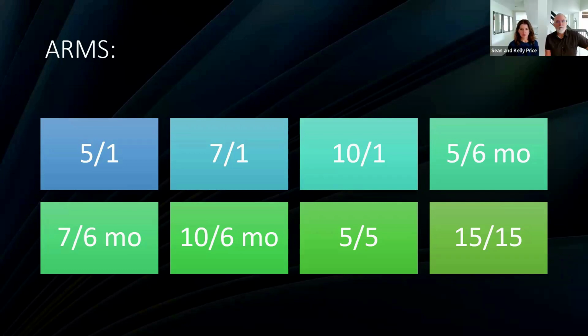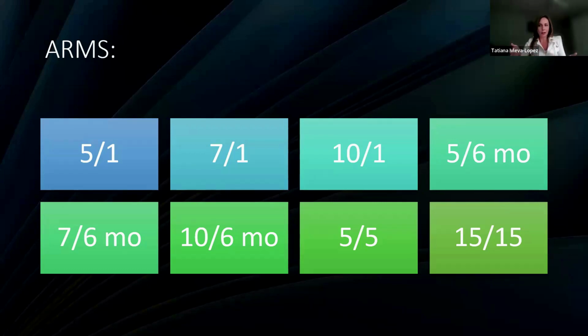7-1, obviously locked for 7 years and adjusts every year after that. Same with 10-1. 5-6 months means that it's fixed for 5 years and then adjusts every 6 months. 5-5, fixed for 5 years, adjusts every 5 years. And there's also a 15-15 option. Basically, the loan is amortized over 30 years, but the rate is fixed for 15 years, and then it adjusts once and stays like that for another 15 years.